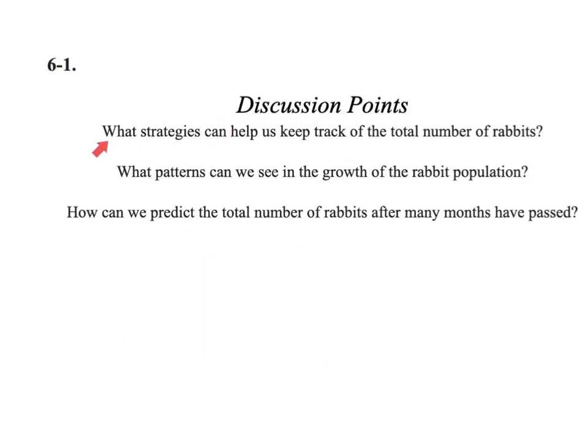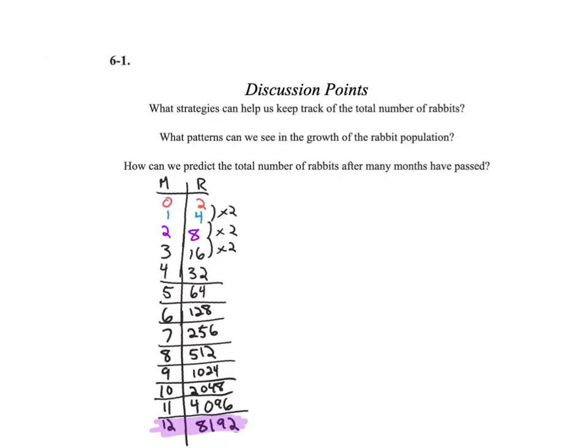So the discussion points here, it says, what strategies can help us keep track of the total number of rabbits? What patterns can we see in the growth of the rabbit population? And how can we predict the total number of rabbits after a certain number of months has passed? This is really our big key question here, because we know it's doubling, but we kind of always need the month before that. So looking at our table, to know what month 7 was, we kind of need to know what month 6 was, and 5 and 4. Then eventually we can kind of work our way up.